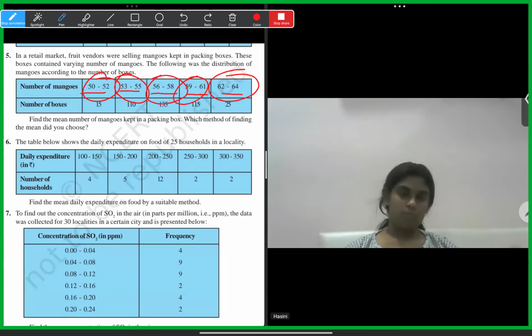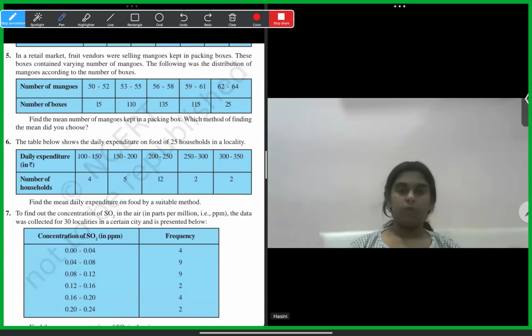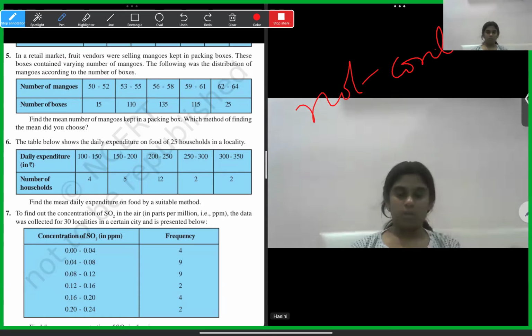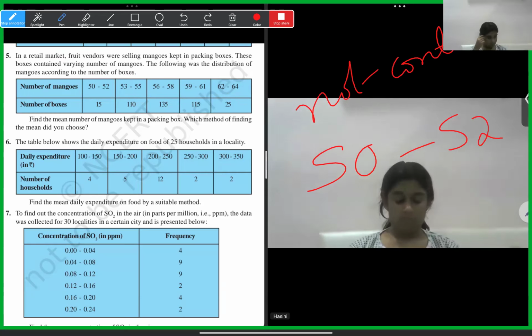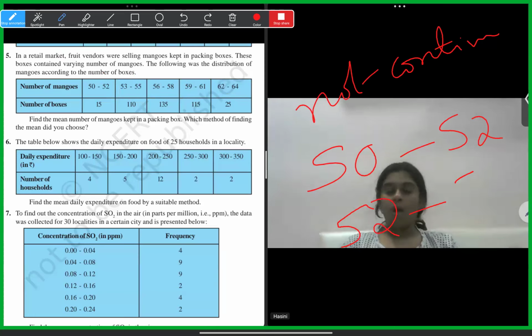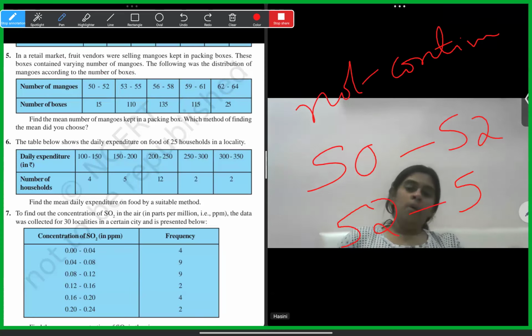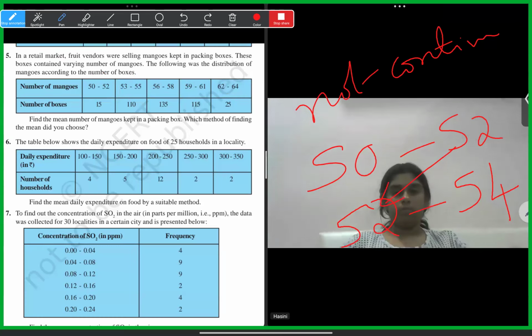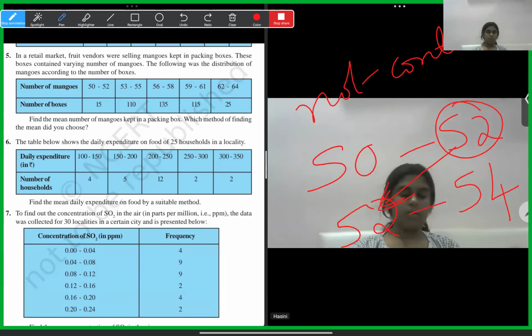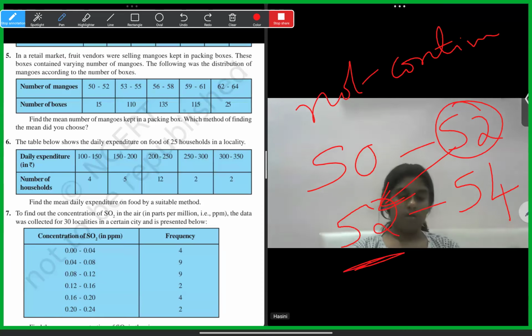And one more thing, Hasni, these class intervals are not continuous. Not continuous meaning, like I was telling, continuous class intervals means 50 to 52, then the next should start with 52 to 54. The one that ends here, we should start with that, no? That is called continuous: upper limit and here lower limit.